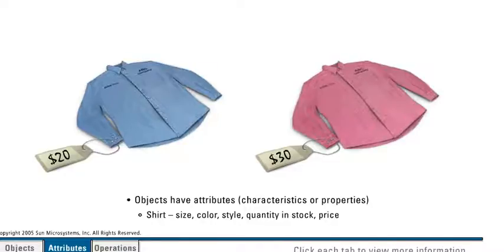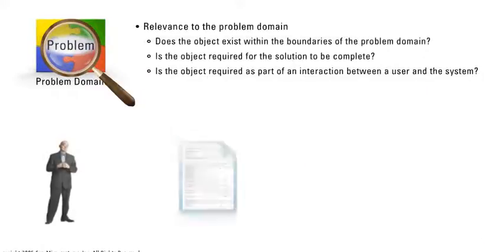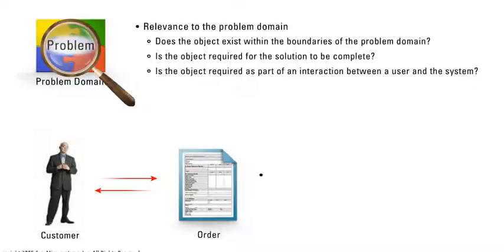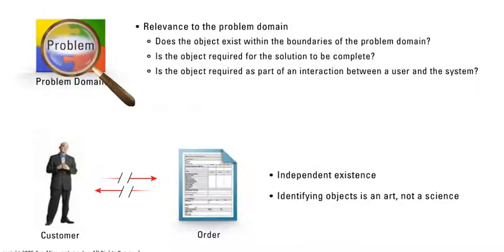Now that we know what an object is, we must move on to the much more difficult task of identifying which objects we will include in our system. Now, this is much harder than it sounds because we have to do two things.